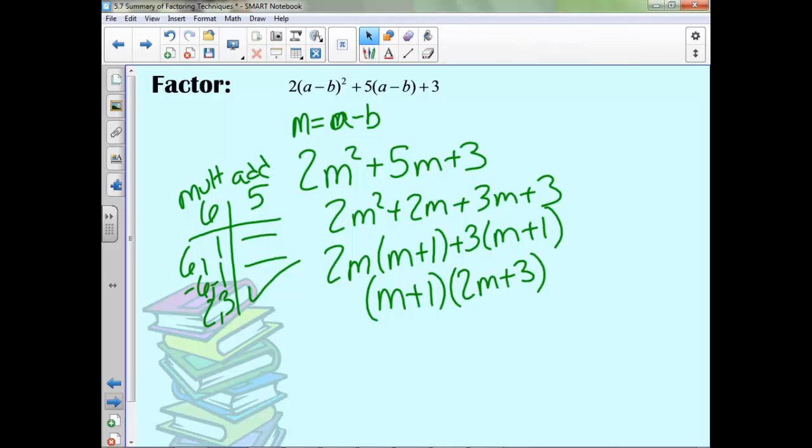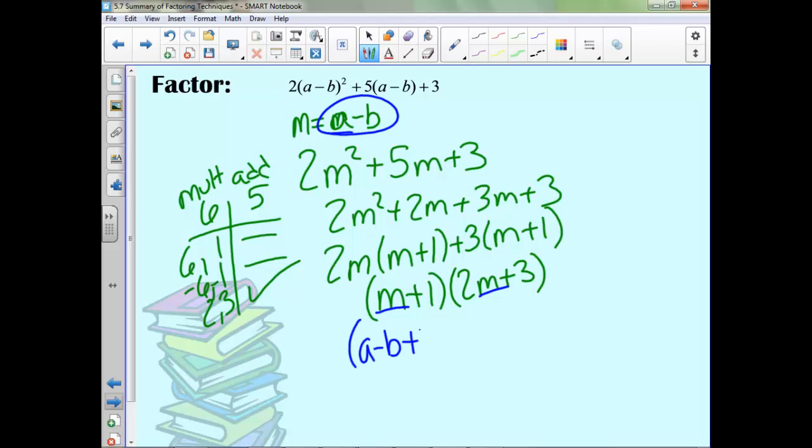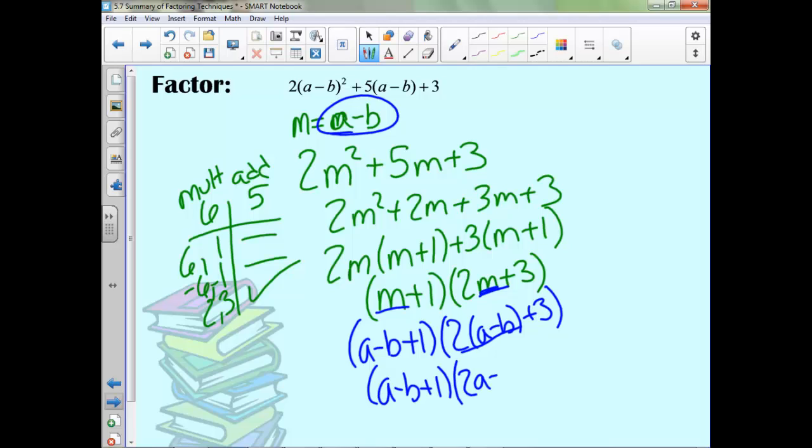But now notice we didn't have an m in our original expression, so we have to substitute this m back out and use our a minus b. And notice it was 2 times this whole m, so it's 2 times this whole thing here. We can distribute. And we are done.